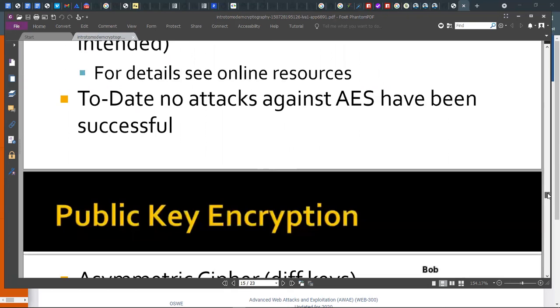So complex websites or cloud computing. Some of the cloud providers use this AES. Then this one we actually saw.